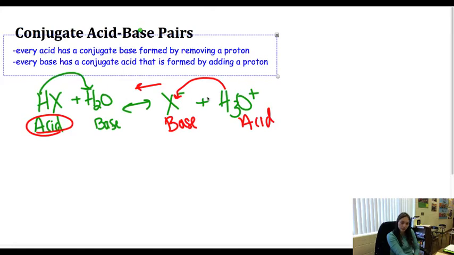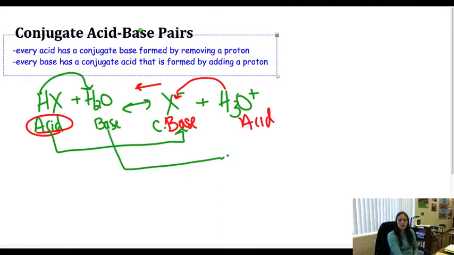You're going back to the left, okay? So we call these conjugate acid-base pairs. This is the acid, and this is my conjugate base. This is my acid on the right, so that would be considered a conjugate base if you go to the left. But we want to go to the right because we tend to look at things left to right.